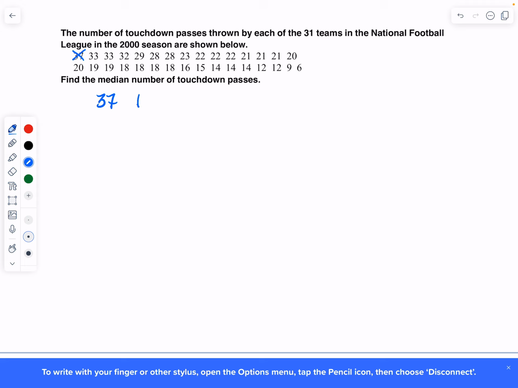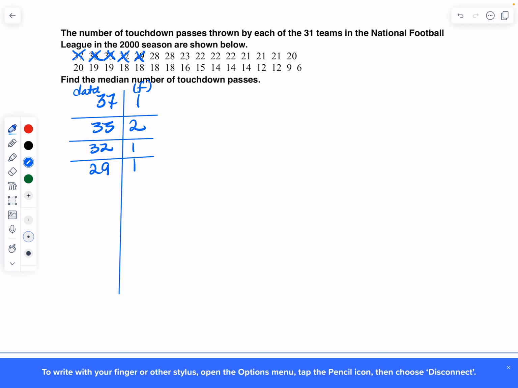So basically, I'm going to make a frequency distribution chart just so I can see what's going on. The frequency is going to be on the right, and the value or the data set is on the left. Okay, so next one is 33. I see 1, 2, and that's it. Moving forward, we have 32, which happens just once. 29, which happens once. 28, which happens twice. 23 happens once. 22 happens 1, 2, 3 times. 21 also happens 1, 2, 3 times.